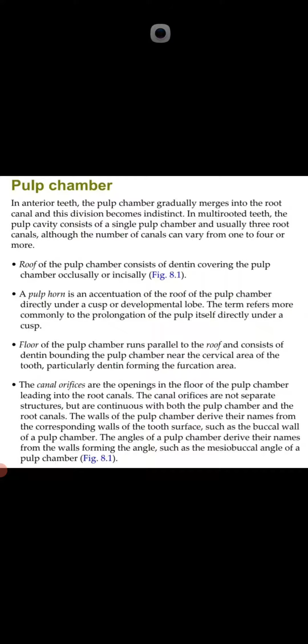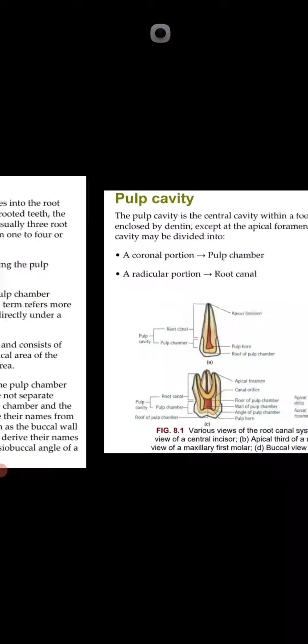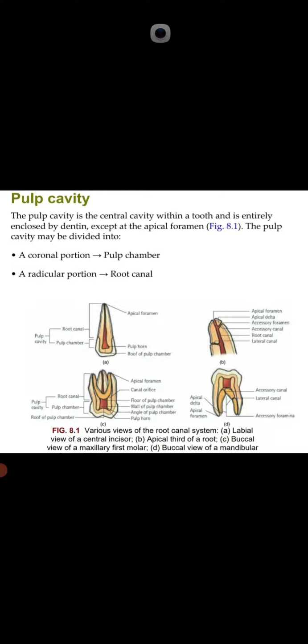In multi-rooted teeth, the pulp cavity consists of a single pulp chamber and usually three root canals, although the number of canals can vary from one to four or more. Now, in the pulp chamber, look at diagram C.